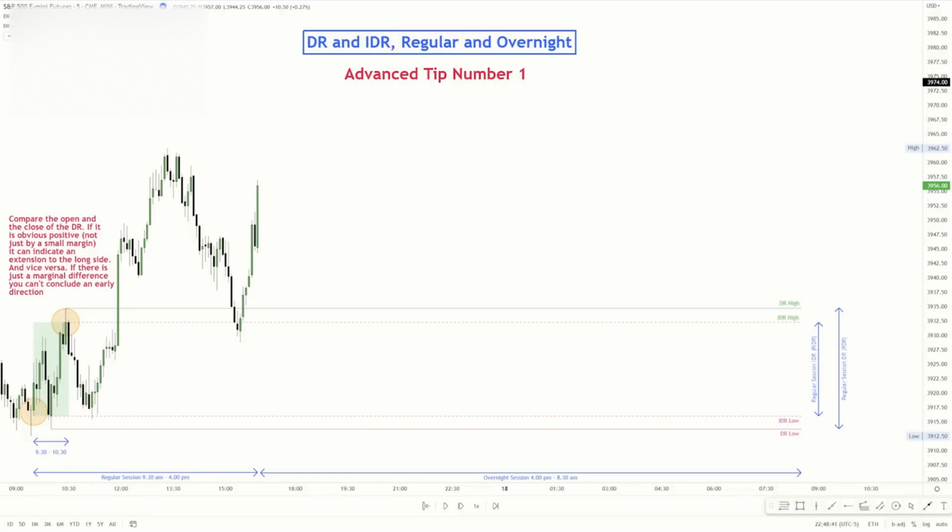for a long entry. When I say slightly more to the long side, I mean a 60% long and 40% short bias. So you are leaning a bit more towards long entries, but short is still on the menu.